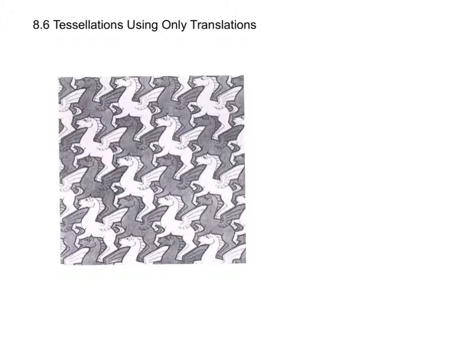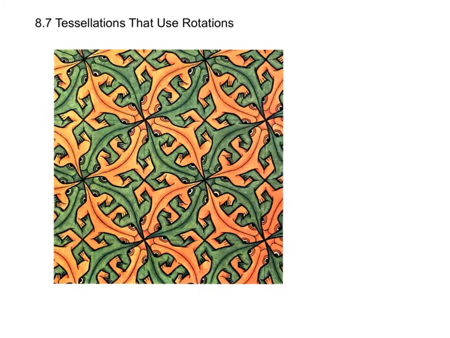So now we're going to talk about the combination of isometry and tessellations. So here's an example of a tessellation using only translations. So it's the same shape, this little horse, this Pegasus figure, that is just moved from place to place. So you can see it's just repeated, and if these weren't colored, then it would be exactly the same over and over.